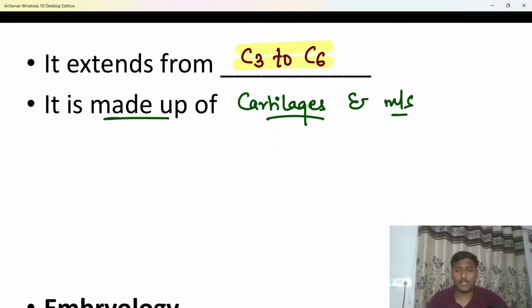If I talk about the cartilages, how many cartilages are there which are going to make up the larynx? How many cartilages make up the larynx, beta? So please remember, if I talk about the types, then there are a total of 6 cartilages which will make up the larynx.